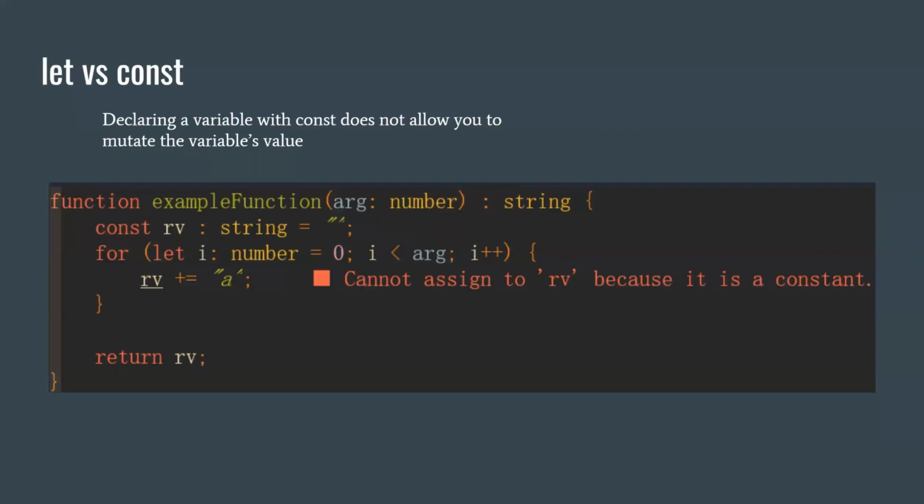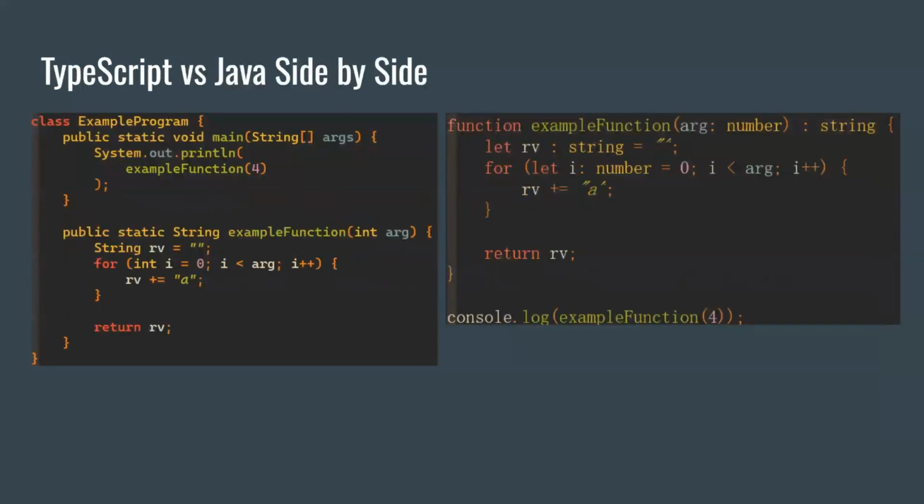So let's talk about declaring variables in TypeScript. There are two ways that you need to know how to declare a variable. The first way is let. So if we go back here, you'll see in this example function, we're declaring a variable with let rv, giving it a type, and then giving it an initial value, right? The important thing to know about let is you can reassign the variable.